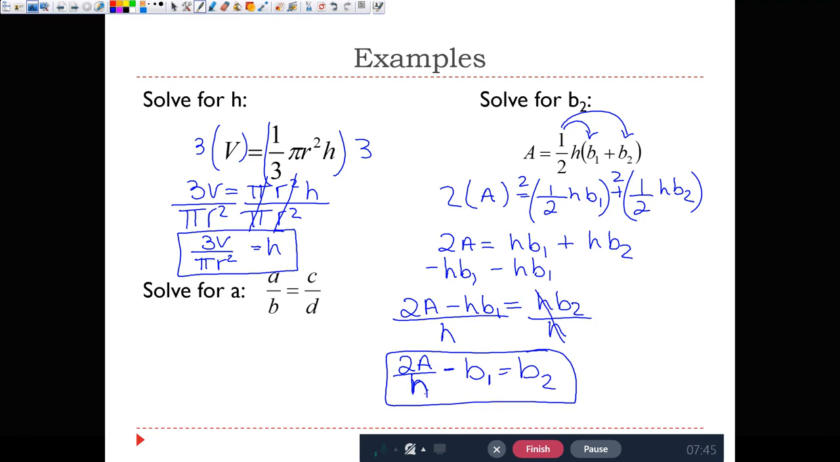Okay, so anytime that you have a ratio equaling a ratio, you can cross multiply. So I'm going to multiply a times d and get ad, and b times c and get bc. I'm solving for a. Right now a is being multiplied by d, so I need to divide by d. So a is going to equal bc over d.